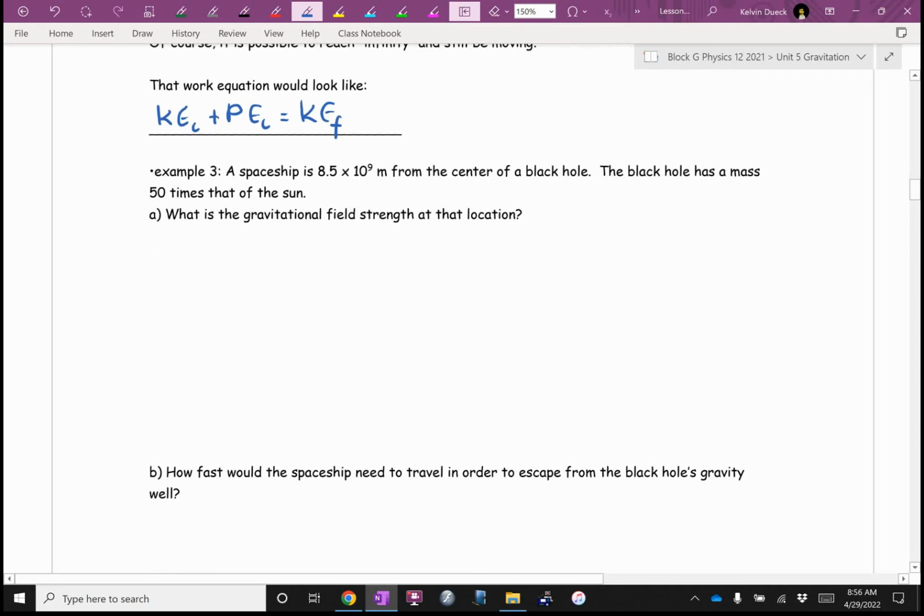A spaceship is 8.5 times 10 to the 9th meters from the center of a black hole. The black hole has a mass 50 times that of the sun. What's the gravitational field strength at that location?